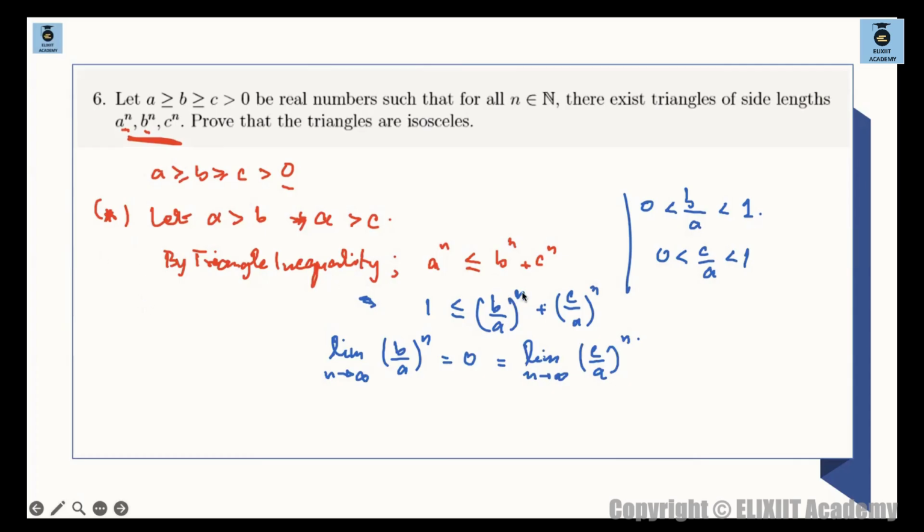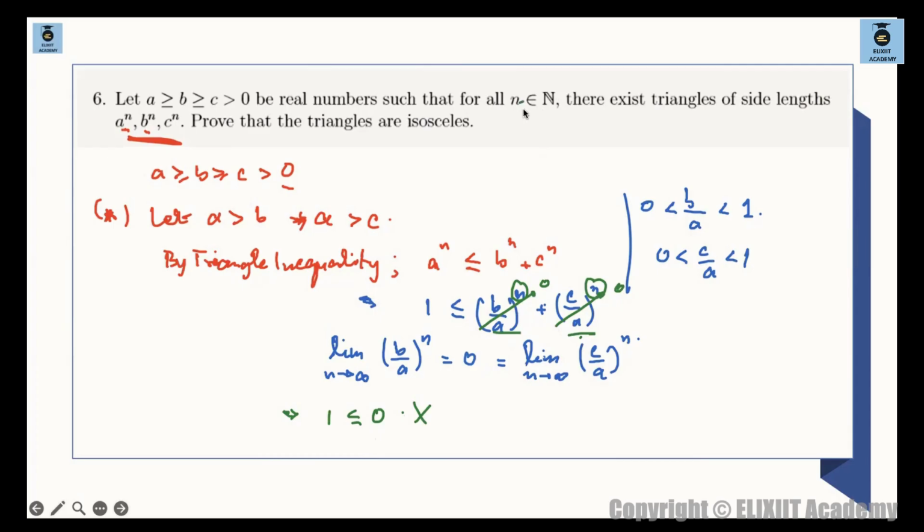What is the meaning of this thing? For larger values of n, this is tending to 0 and this is also tending to 0. Are you getting my point, what I'm trying to say? For very large values of n, this inequality will become something like this: 1 is less than or equal to 0, which is absolutely not possible. So it simply means that for larger values of n, this will fail. And they have said that this is true for all positive real numbers, so definitely this will not hold.